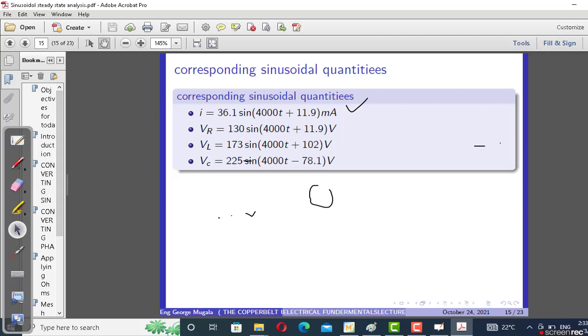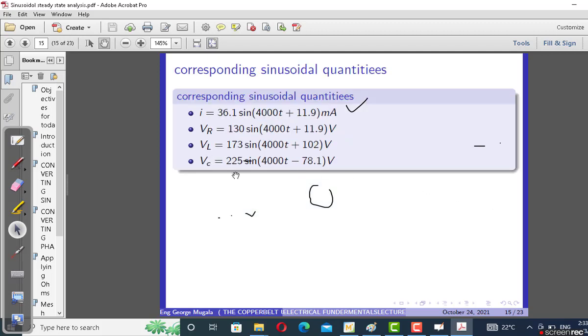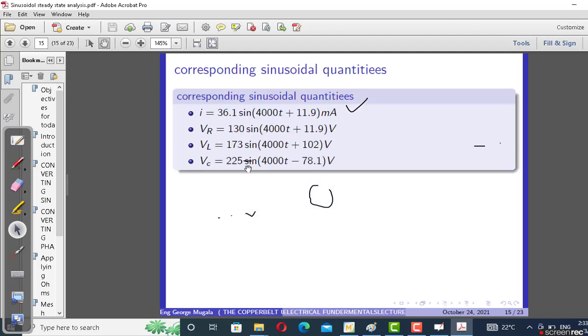Let's go to voltage. VC, you can see it's 225 angle minus 7.8. VC is 225 sine 4000 t minus 7.5. This VL is 173 angle 102. 170 sine 4000 t plus 102. So guys, this is exactly how you get it.